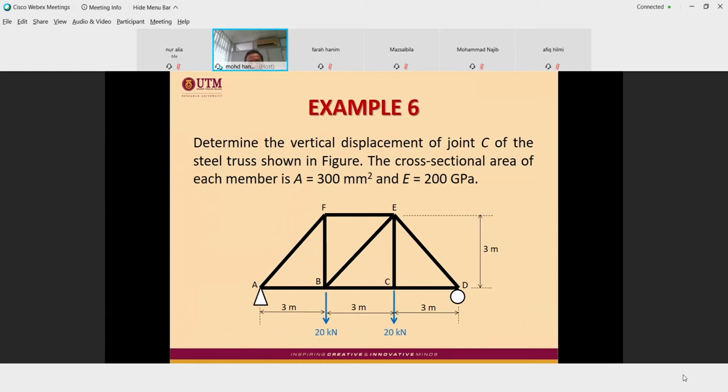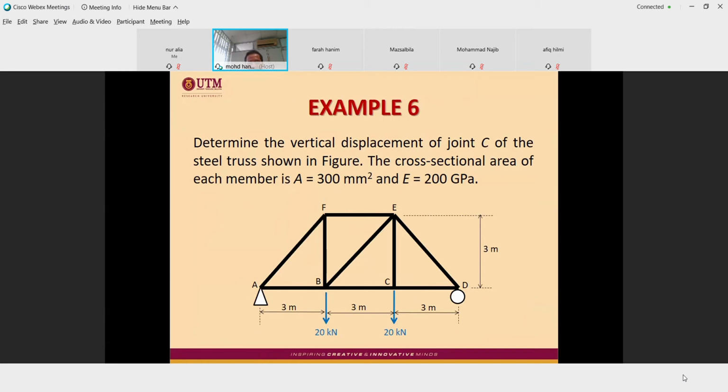Determine the vertical displacement of joint C of the steel truss shown in the figure. The cross-sectional area of each member is A equal to 300 and E equal to 200. Why do you need E? Because it is used to calculate the deformation of each member, and also A, because the deformation is equal to PL over AE.